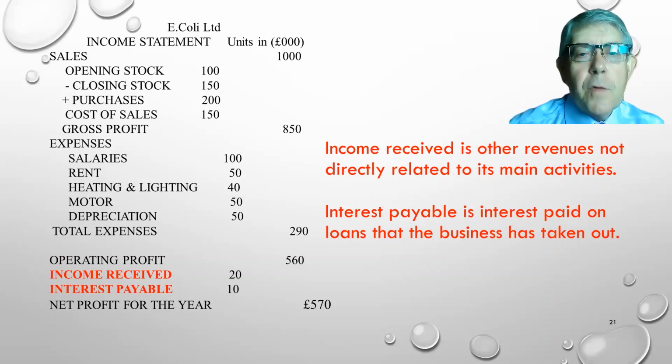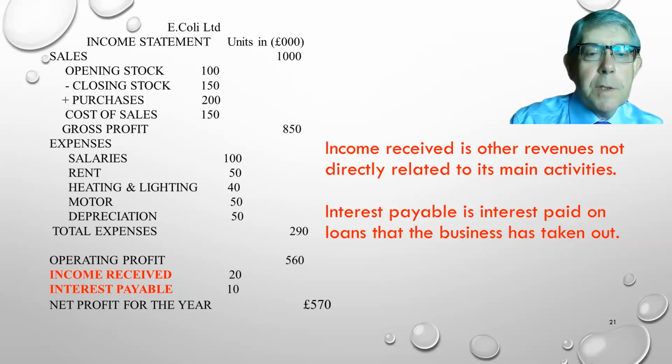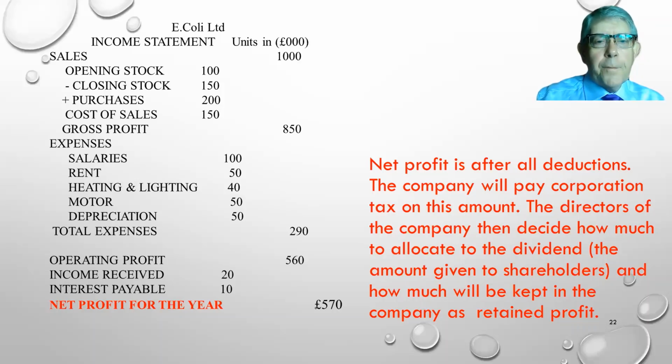Income received is other revenues not directly related to its main activities, and interest payable is interest paid on loans that the business has taken out. Net profit is after all deductions. The company will pay corporation tax on this amount. The directors of the company then decide how much to allocate to the dividend, that's the amount given to the shareholders, and how much will be kept in the company as retained profit. So the overall net profit for the year is £570,000.